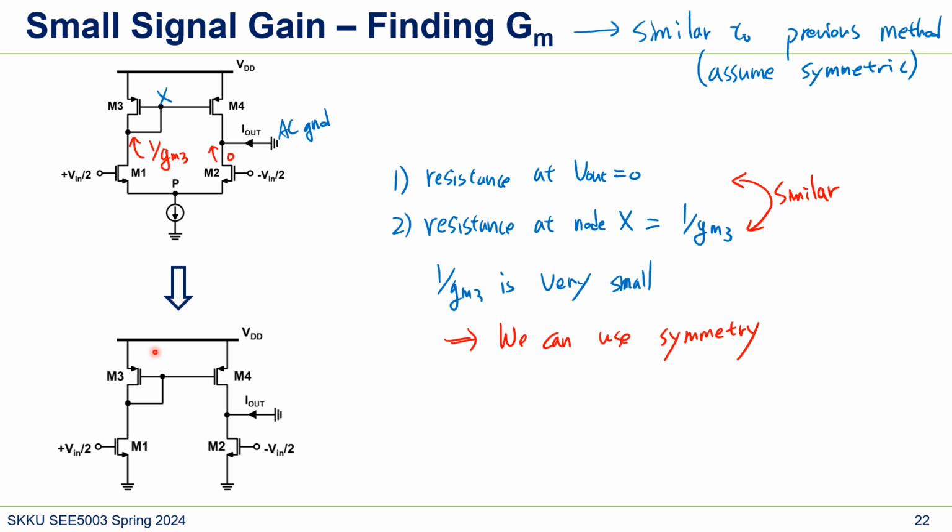So now we can redraw this schematic like this, because since we can use symmetry, that means node P is AC ground, right? And the rest of it is the same as the previous method. So the GM would be GM1 or GM2. So the end result, the conclusion, is that we can use symmetry.